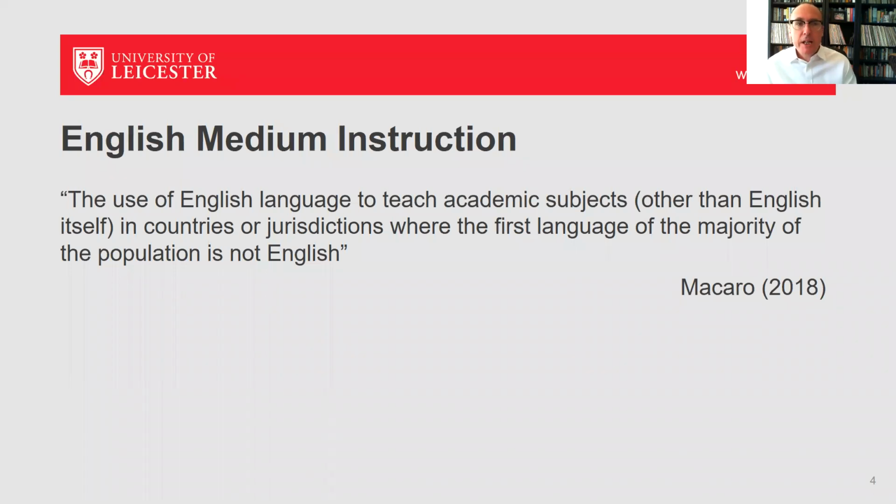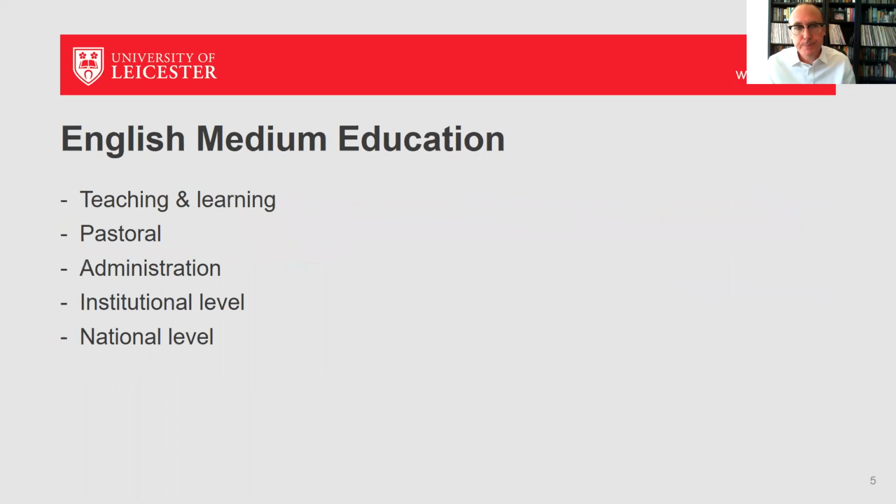Moving on, we look at it's delivered in countries or jurisdictions where the first language of the majority of the population is not English. It's quite convoluted, but I think we know what that means. What we're not talking about, for example, is Chinese students getting on airplanes to come and study on courses at Leicester. We're talking about delivering English language programs in China, in Japan, in Germany, in Italy, yeah? Okay.